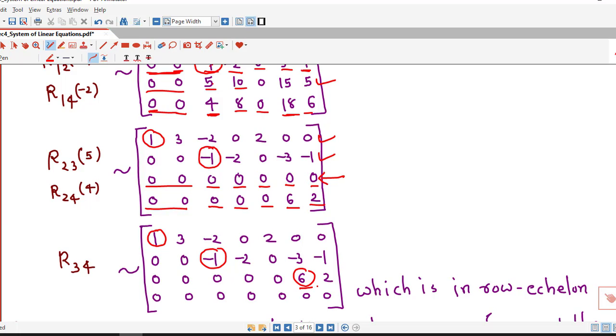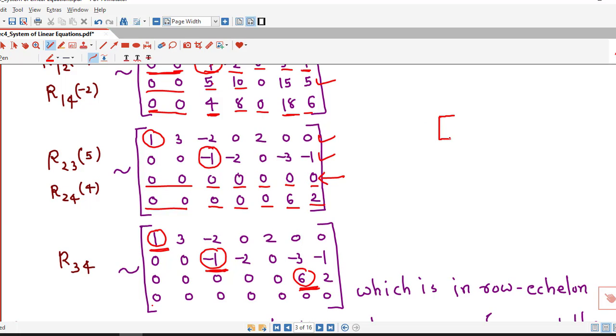After interchanging the third and fourth rows, we can see the given matrix is in row echelon form. The first non-zero entry of the third row is to the right of the first non-zero entry of the second row, and the first non-zero entry of the second row is to the right of the first non-zero entry of the first row, and the 0 row is at the bottom of the matrix. So this matrix is in row echelon form.